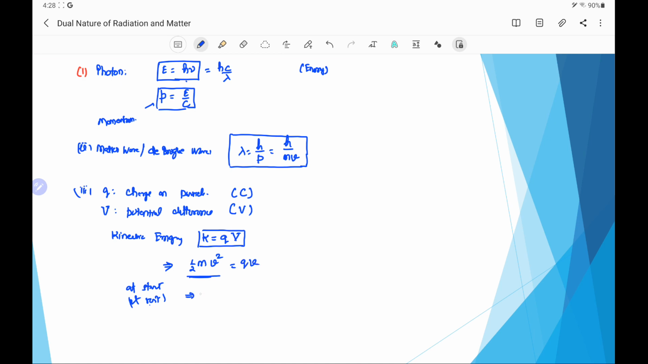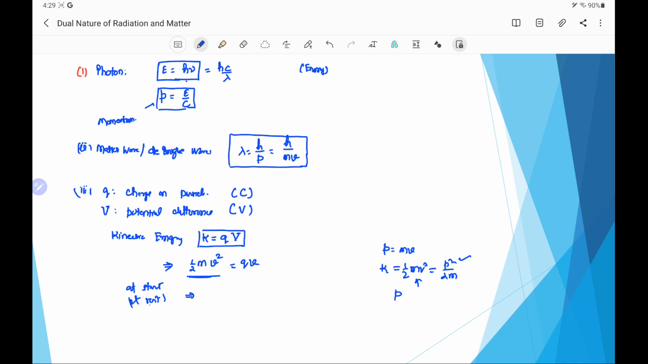Or further, we can write this kinetic energy as, because momentum is mv and kinetic energy is half mv square, it can further be written as p square by 2m, that means square of the momentum divided by 2m. Here we multiply numerator and denominator by m. So in the numerator it becomes m square v square, which is momentum square, divided by 2m.